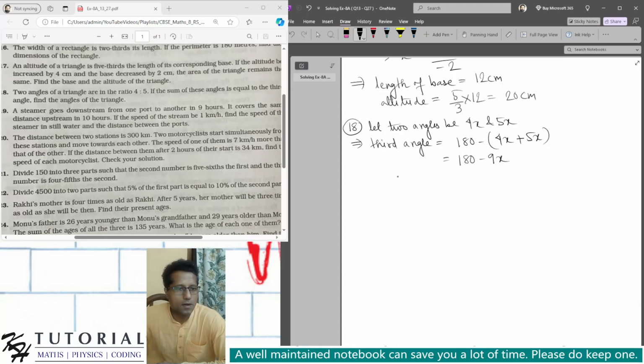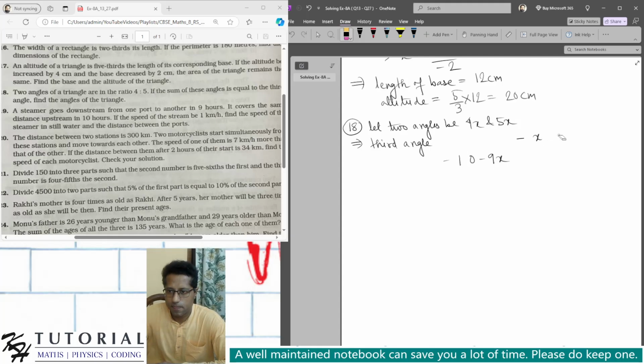Okay, now it is given that the sum of the two angles is equal to the third angle. Find the angles of the triangle. Okay, if the sum of these angles is equal to the third angle. Okay, so third angle, actually we will not find it this way.